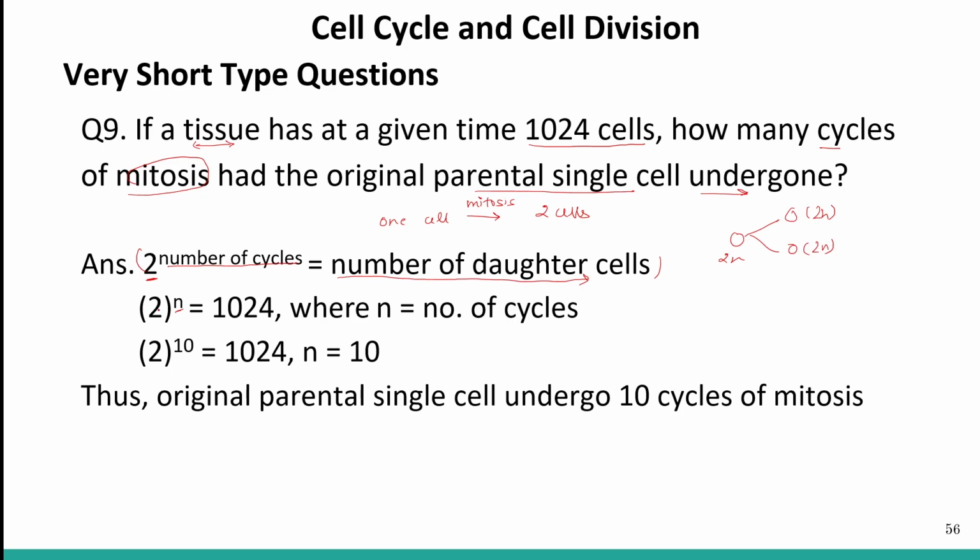cycles. Alright, so here we have the information that a tissue contains 1024 cells. So we can directly put this value here. 2 raised to power n equals 1024 cells. Here n is the number of cycles. So if we solve this equation, n will be 10. It means the original parent should have undergone 10 cycles of mitosis to form this number of cells.